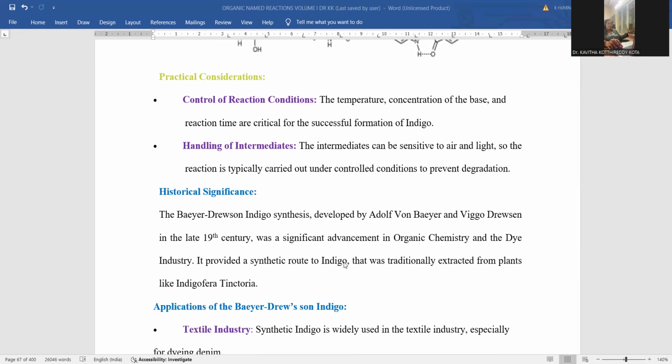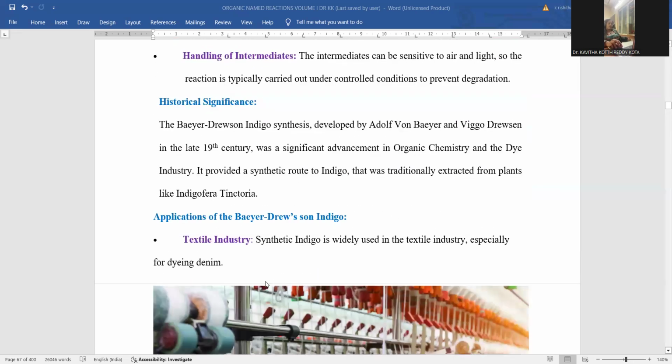Indigo is naturally extracted from the plant actually. Apart from that, an alternative method was also generated within the laboratory by these scientists. They successfully achieved the synthesis, right? Traditionally it was extracted from plants like Indigofera tinctoria. Directly you can extract it and use it in the textile industry. Apart from that, this is the synthetic route they established in the 19th century, a new laboratory protocol.